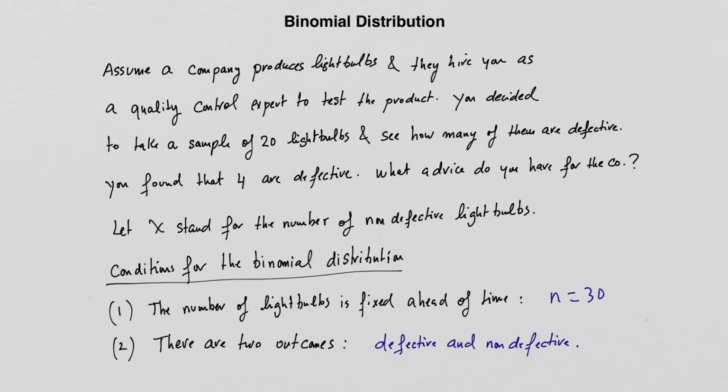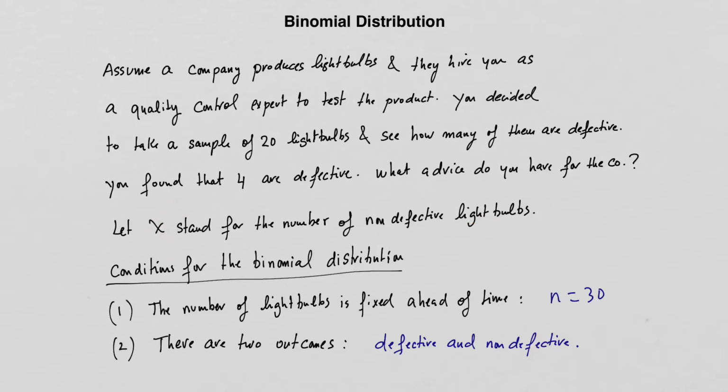Okay? So, as I mentioned before, you should always figure out what X, the letter X, stands for. So I wrote it down. Let X stand for the number of non-defective light bulbs. So if I say X equals 3, it means 3 are good. If I say X equals 20, it means 20 are good. Does that make sense? Okay, because you've got to decide whether you want to pick X to be the defective light bulbs or non-defective light bulbs.